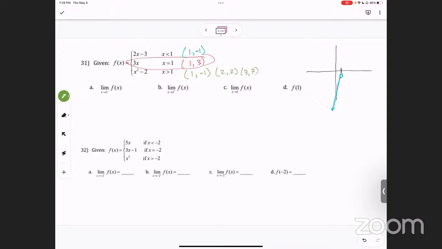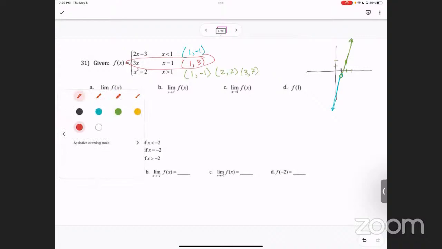So it's going to be a parabola starting here, but not filled in, because it's still not equal to, but then it'll be at 2, 2, and then at 3, 7. Again, it's hard to tell, but that's a parabola, not a line. And then the red one is going to be the actual dot. The actual dot is going to be up here.